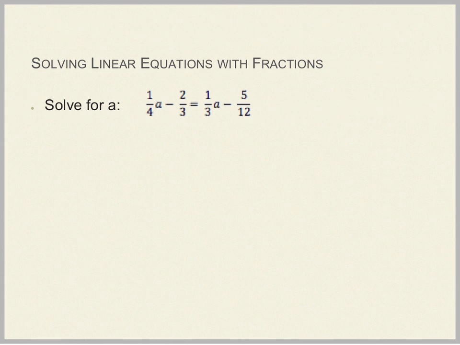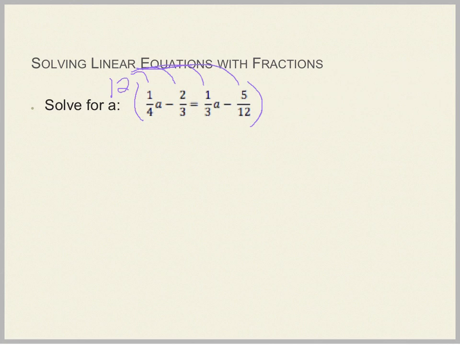Here I'm asked to solve for a, but I'm given an equation with fractions. And in order to make this equation easier to work with, I'm going to multiply the entire equation by the lowest common denominator of 12. This means 12 will get multiplied to every piece in this equation.